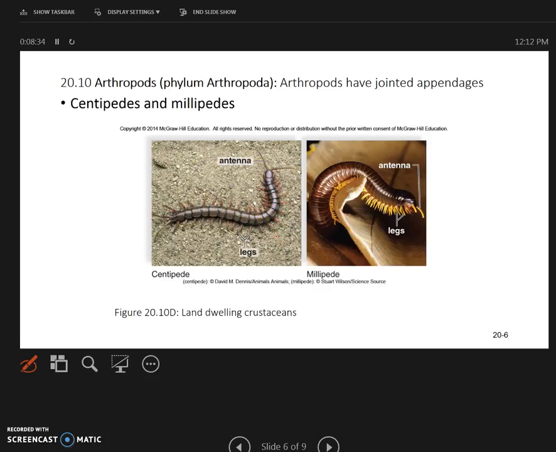The next are the centipede and the millipede. The difference between centipede and millipede: the centipede has one pair of appendages on every segment. Millipede has 2 pairs of appendages per segment. So of course millipede has more appendages.